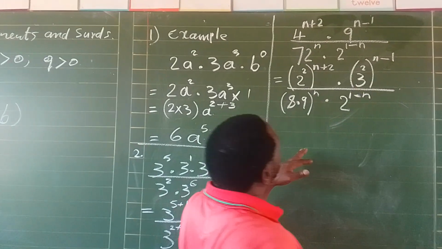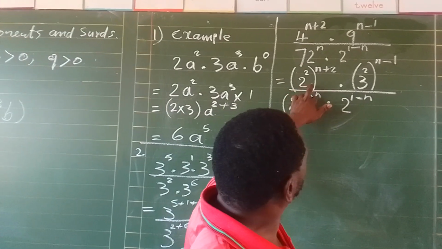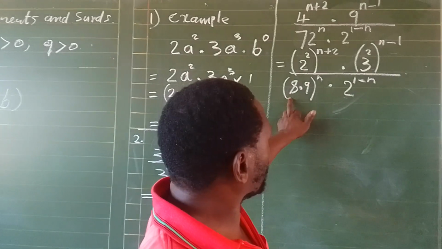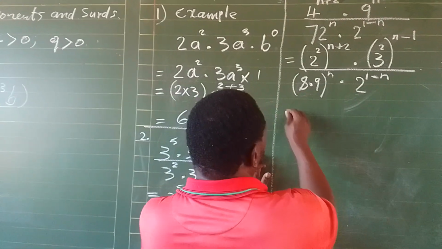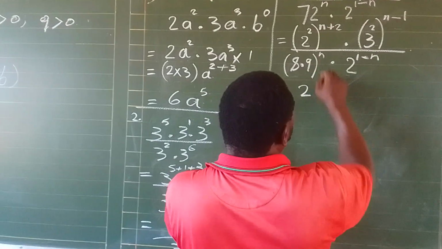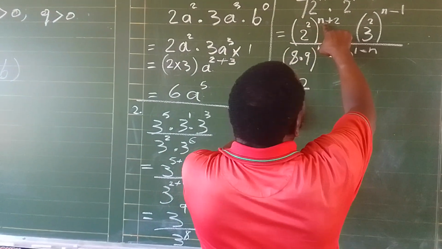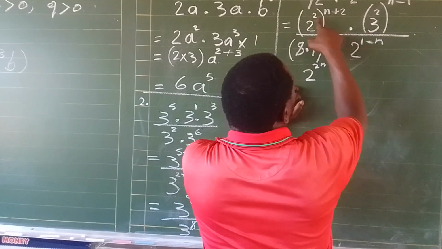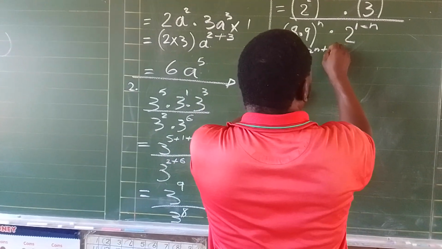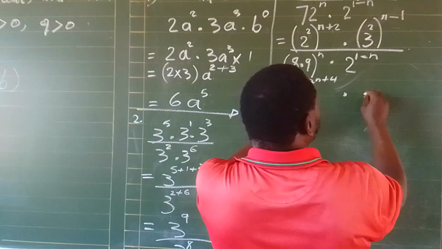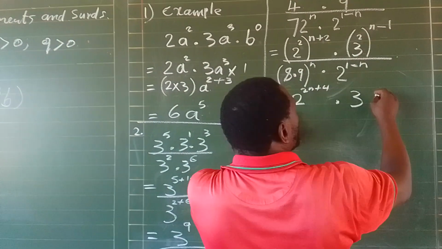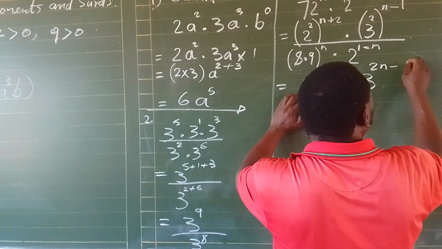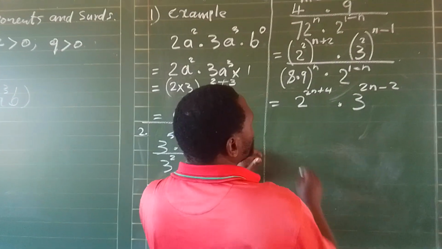You see, now we have a common base. The common base is 2 and 3. Now here we can get a 2, here we get a 3. Let's go. It's 2 to the power, you multiply here, 2 to the power 2 multiplied by n, it's 2n. 2 times 2 is 4. Multiply that by 3 to the power 2 multiplied by n is 2n. 2 times minus 1 is minus 2. We are done with the numerator.